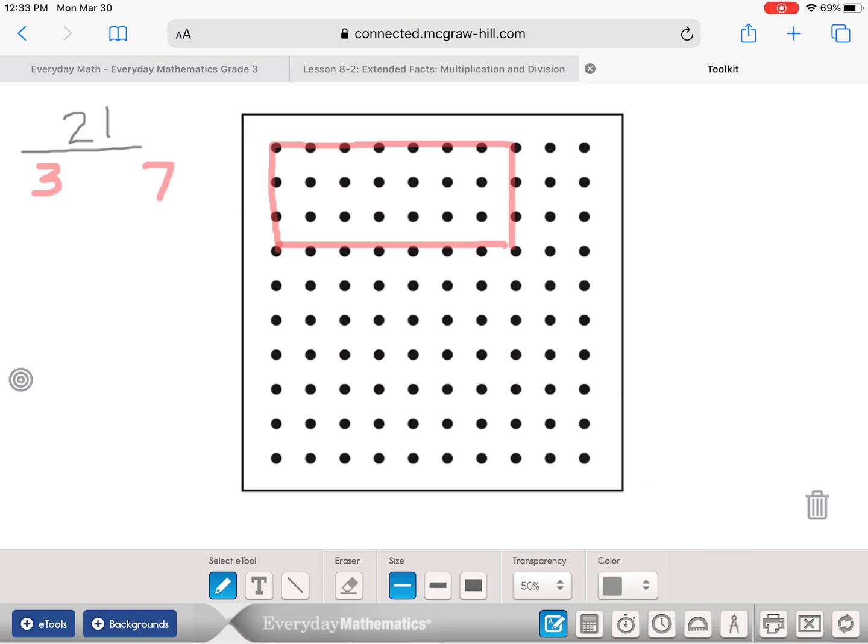Another one that we could do would be 9. Let's try to think of sides that would equal 9. I could do a 3 by 3. One side would be 3, and the other side would be 3.